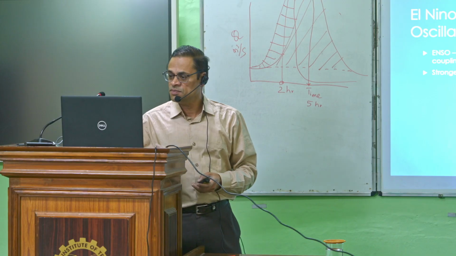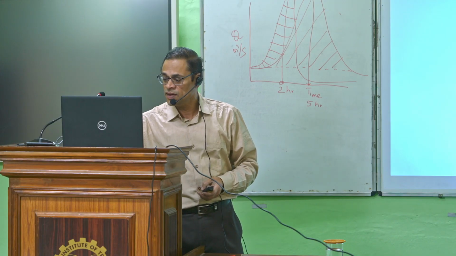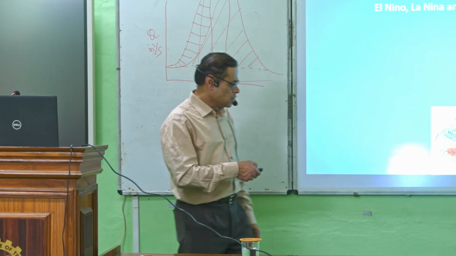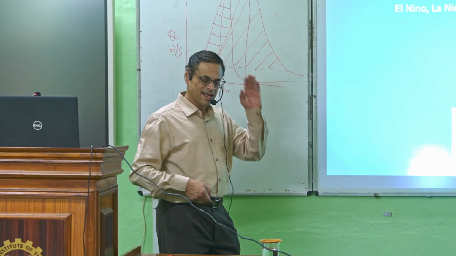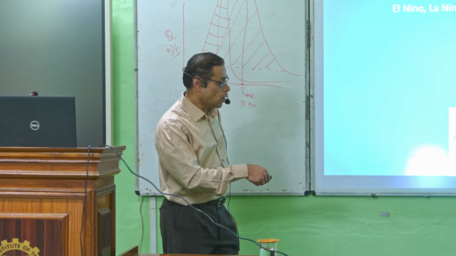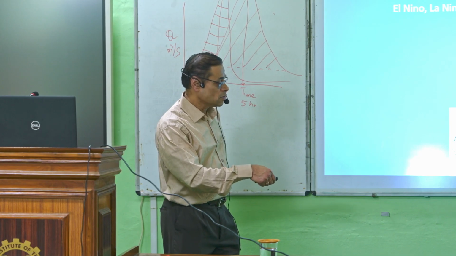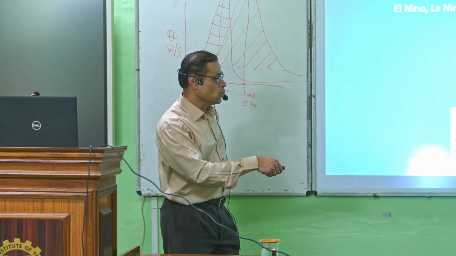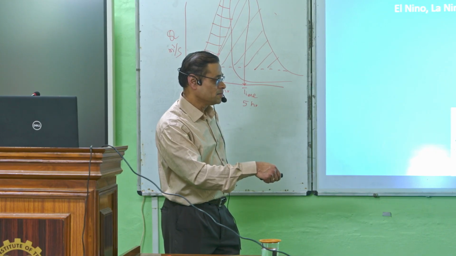There is another thing that we need to understand. So here, the sea surface temperature, I'm sorry, I did not mention it before, is shown. Red means warmer, blue means cooler. Warmer conditions mean El Nino, cooler conditions mean La Nina.